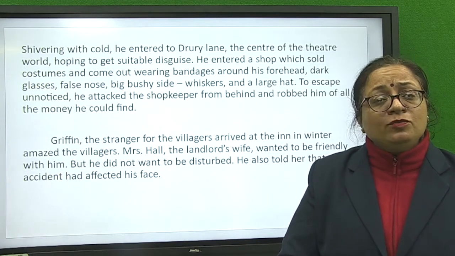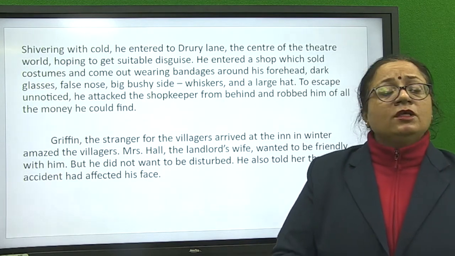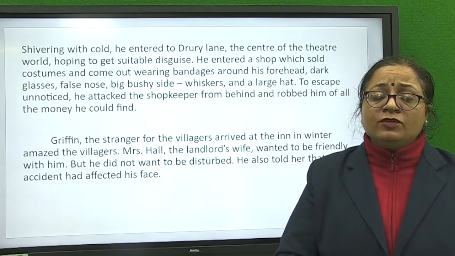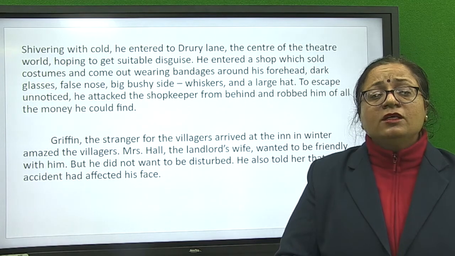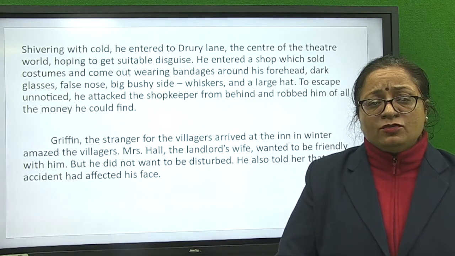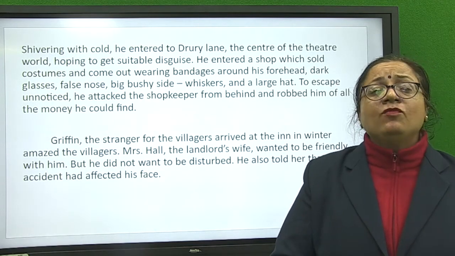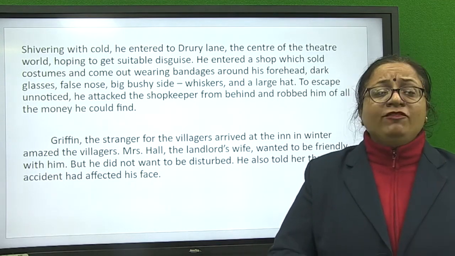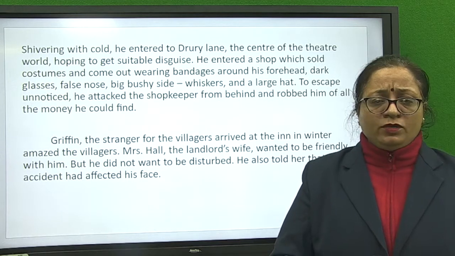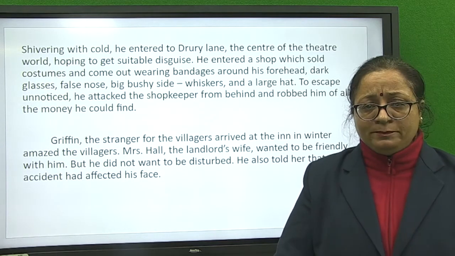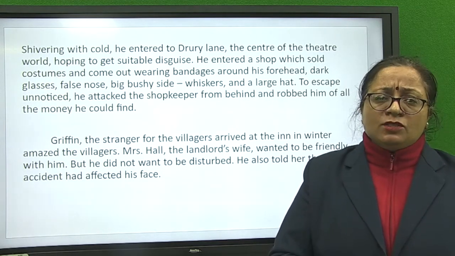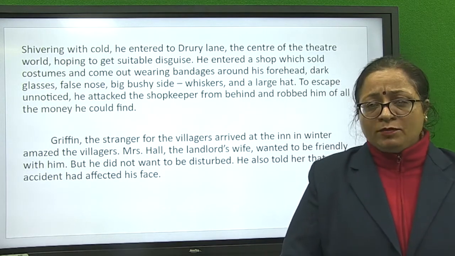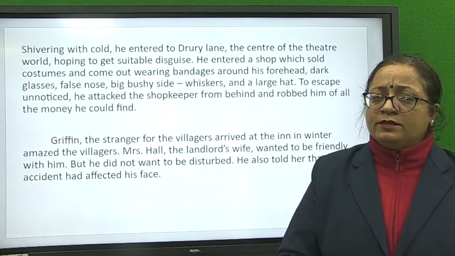He was not willing to meet anyone, because Griffin wanted to continue his research without anybody's knowledge, and he wanted to be isolated. In other words, he wanted isolation. That's why he didn't want to meet anyone. If anyone wanted to be friendly with him, he did not get friendly with anyone. Mrs. Hall was wondering what the reason behind this was, but she was not able to find it. And then what happened?